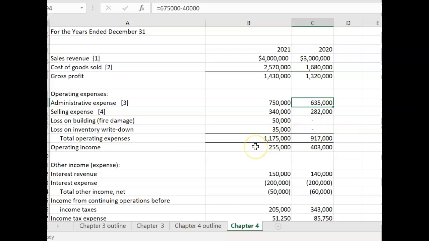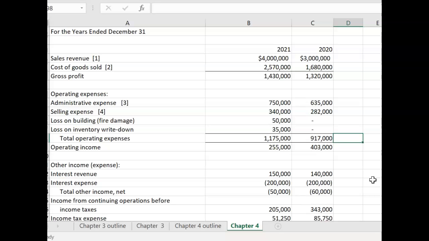So the total operating expenses is $1,175,000 for 2021, and 2020 total operating expenses is $917,000. Operating income is $255,000 in 2021 and $403,000 in 2020.